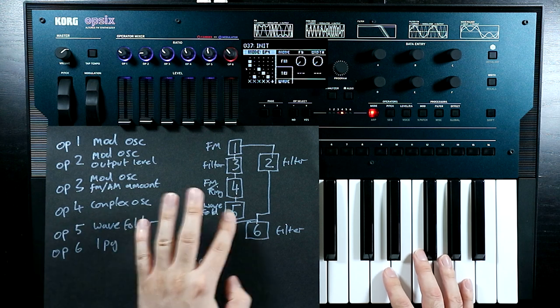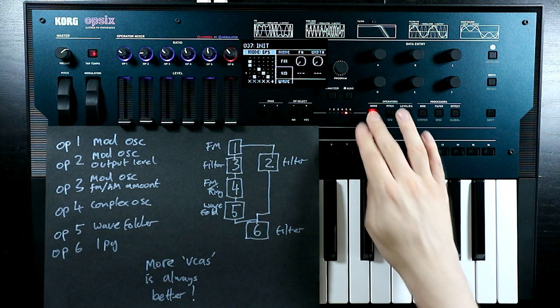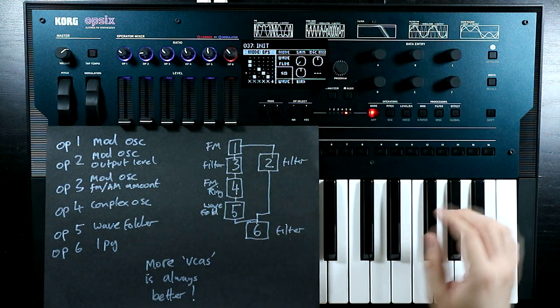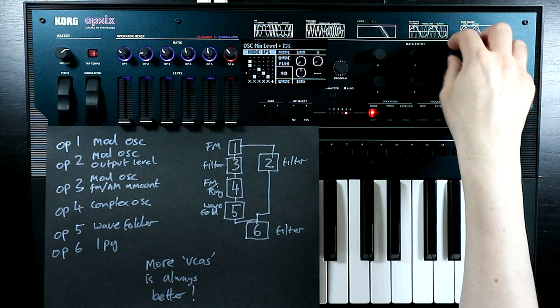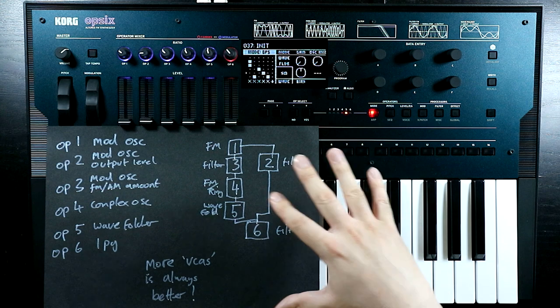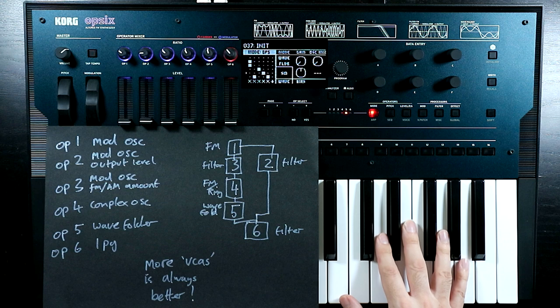Good. Right, operator 5 is next, which is going to be our wave folder. So operator 5, into the mode, we want that to be set to wave folder. We want to turn the oscillator mix all the way down because we don't want it to be contributing its own sound. We just want it to be folding the complex oscillator that's coming into it. That's all good.